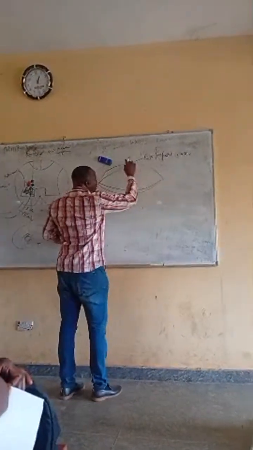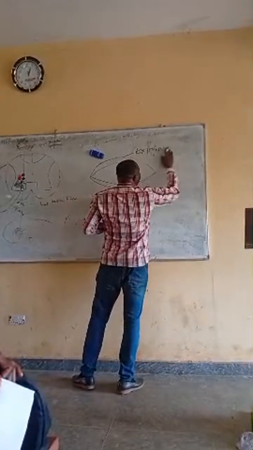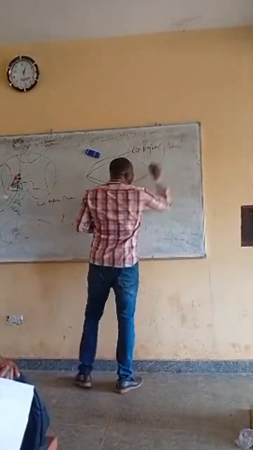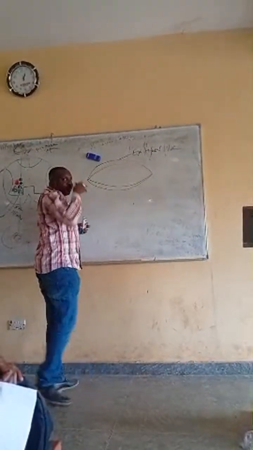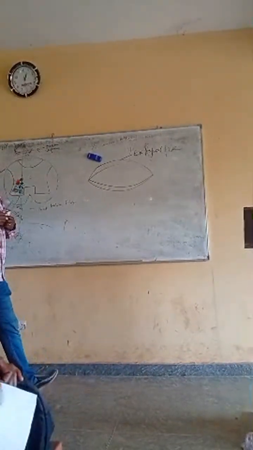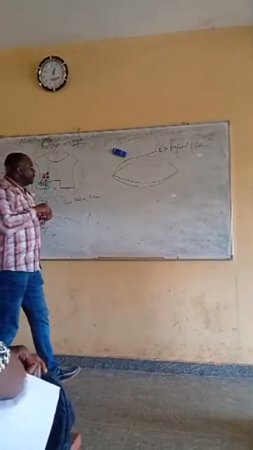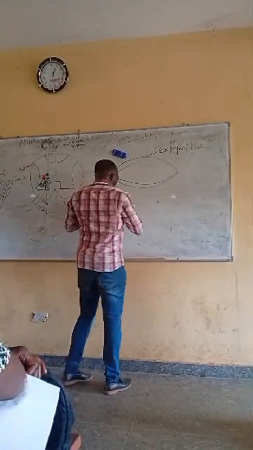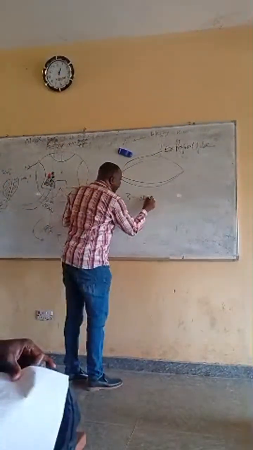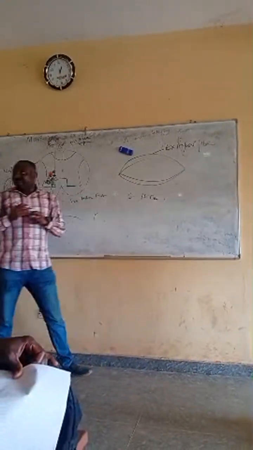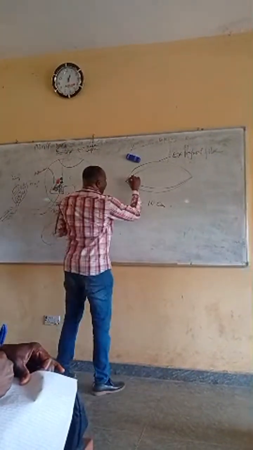Fiber. This one is called extrafusal fiber. And this other one is called intrafusal fibers. Now the muscle spindle has a length of 3 to 10 centimeters. That's the length of a typical muscle spindle. So let me draw it.